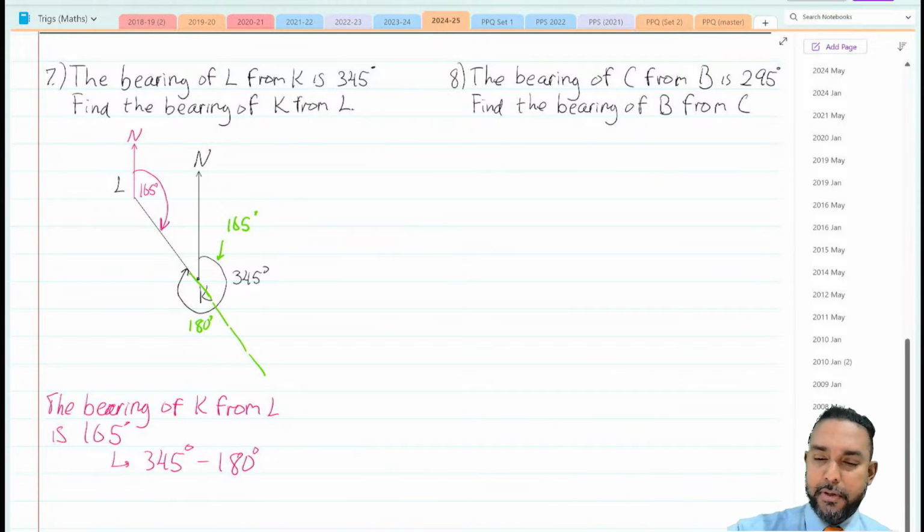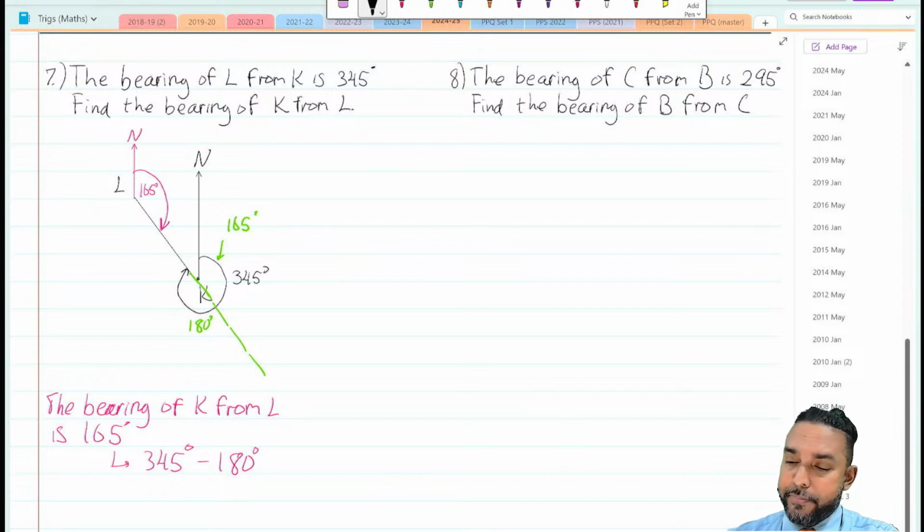Alright guys, let me do this last one and then we're going to talk about that last piece real quick, right? Bearing of C from B is 295. So 295 is just after 270. So we're talking about a little more than west.